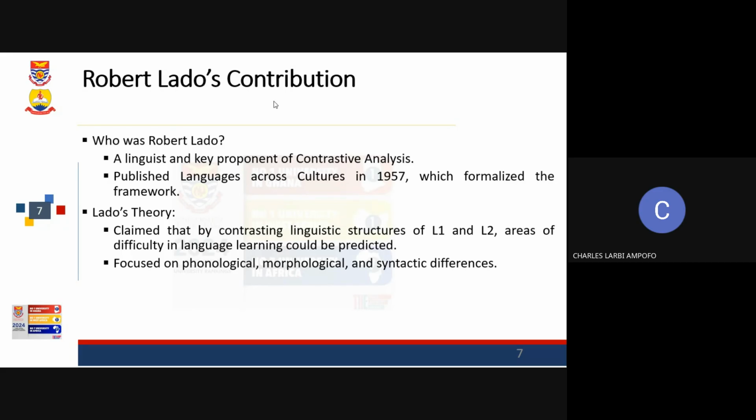So you see that Robert Lado's influence on contrastive analysis comes from the fact that he was of mixed breed. Someone who was born in America, didn't grow up there, was moved to his original home, which is Spain. He stayed there till he was about in his teenage years. Then he was moved back to America. So you see the link between Robert Lado's ideas and contrastive analysis.